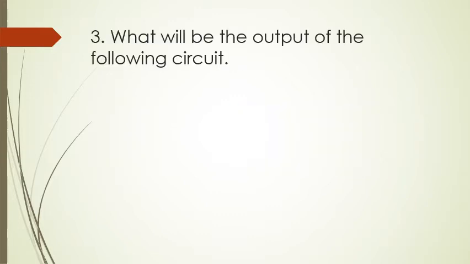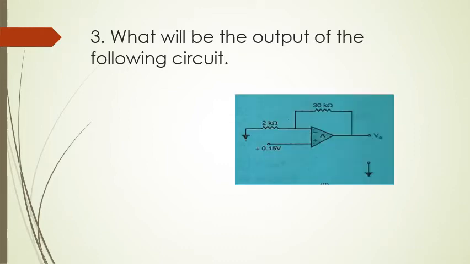Then the third question is, what will be the output of the following circuit? One circuit is given here. You just have to identify again the application of the op amp. Here we are applying the input voltage to the non-inverting terminal, or the plus input of the op amp. That itself indicates that this is the non-inverting configuration of the op amp.